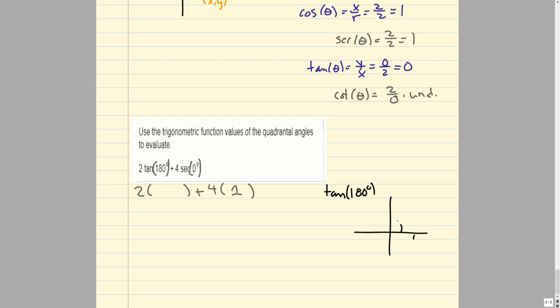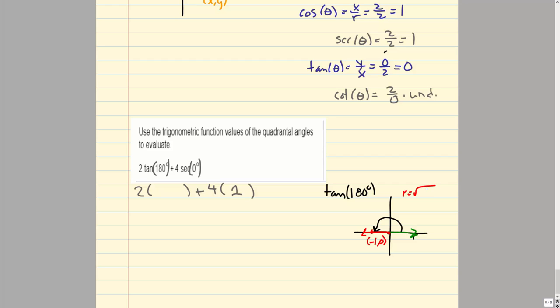So 180 is right here. So here is our initial side. Here's our terminal side. And I choose any point on this, and just to make things easy, I'm going to choose -1, 0.